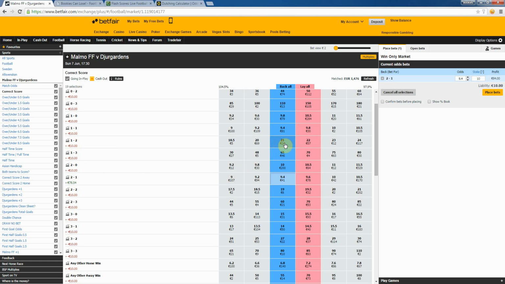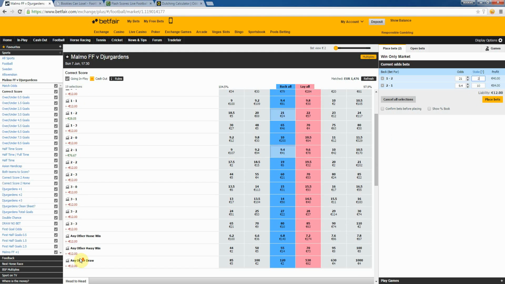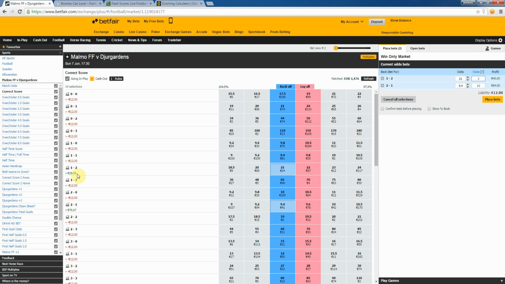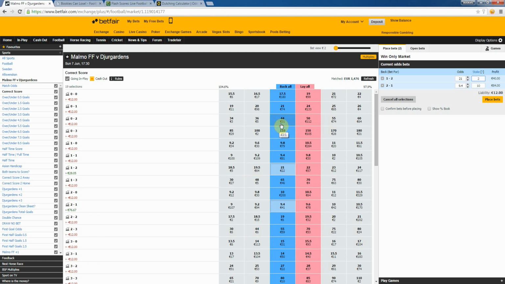The price is very high, so 21. If you go, for example, €2 for that, you will see that your total liability is €12. So obviously you will lose €12 if the game ends in any other score than 1-2 and 2-1. If it ends 1-2, you will win 28 euros 05. If it ends 2-1, it's 76.67 now. So these are back bets, and normally when I trade the correct score market, I try to select 3 to 5 target scores.